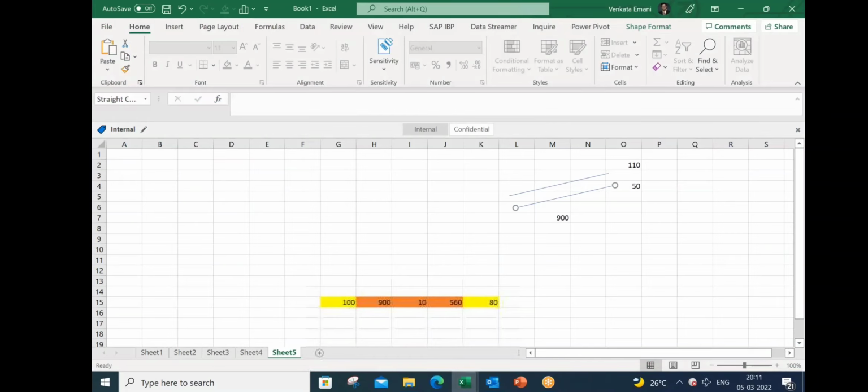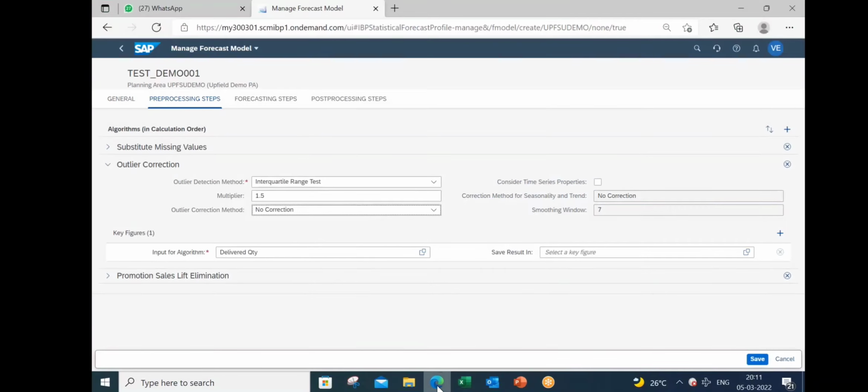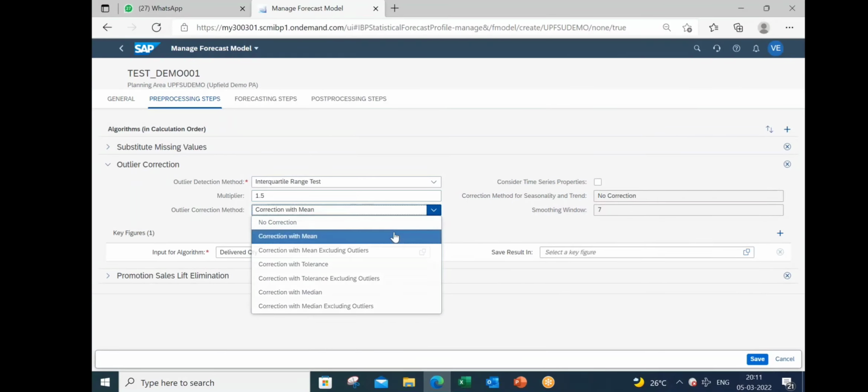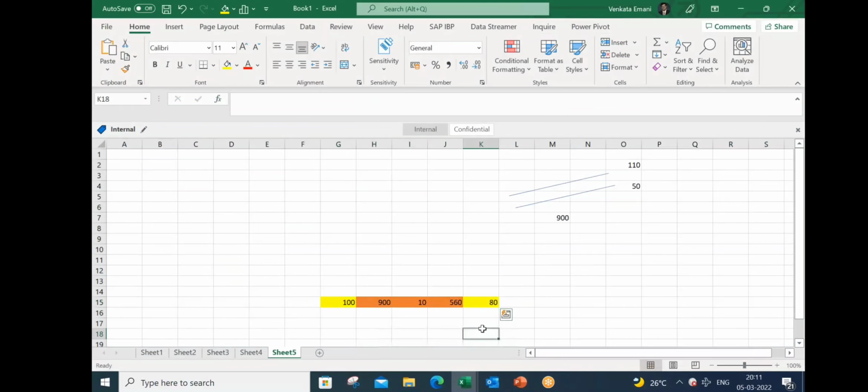In calculating the forecast, it will read this only as your history. If you give correction with mean, what will the system do? It will calculate the mean here, same as substituting missing values. What is the mean here? 330. So it will replace these outliers with 330 while calculating the statistical forecasting. It will read 900 as 330, 10 as 330, 560 as 330, and this is 80, and it will generate the statistical forecasting. Understood?